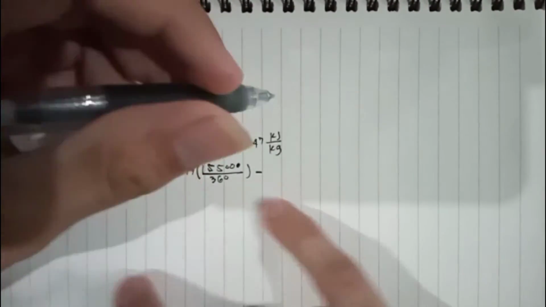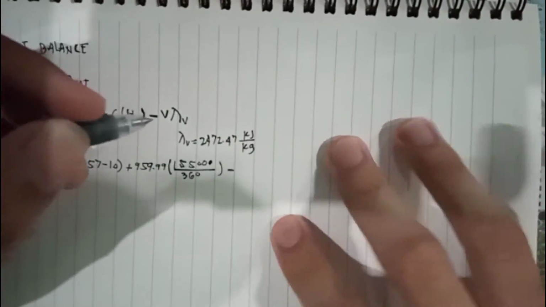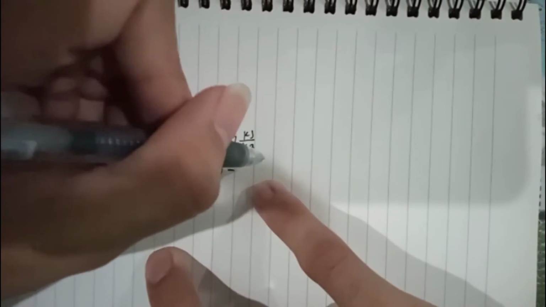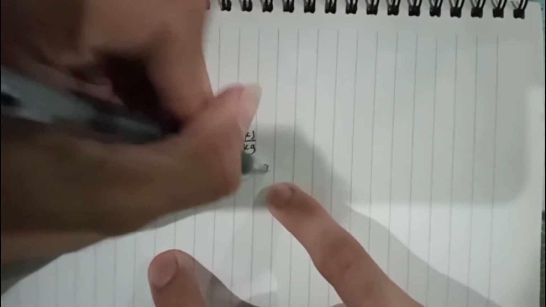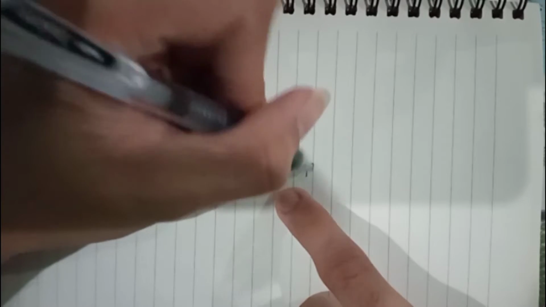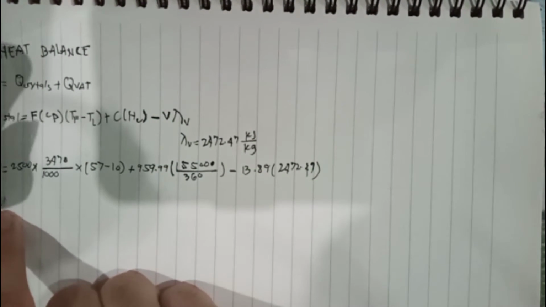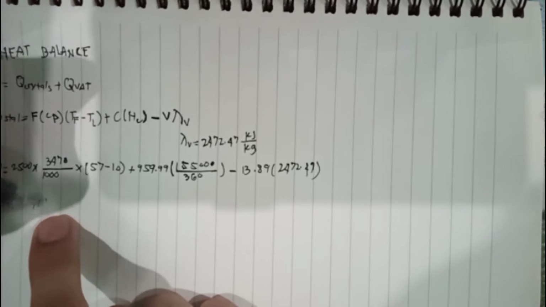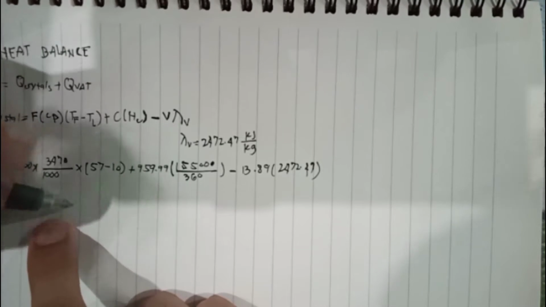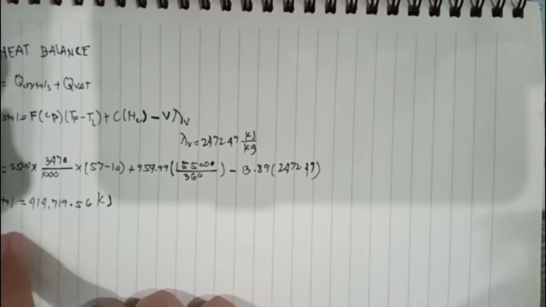So minus the heat absorbed by water becoming vapor. So the mass of water vapor is 13.89 kilogram times the heat of vaporization, so 2473.47 kilojoule per kilogram. So this will equal 414,719.26 kilojoule. This will be the heat crystal.